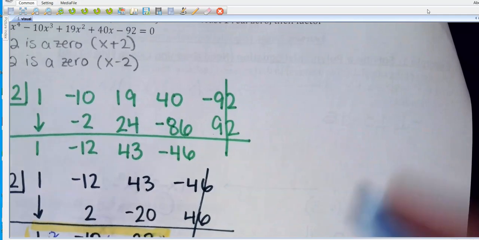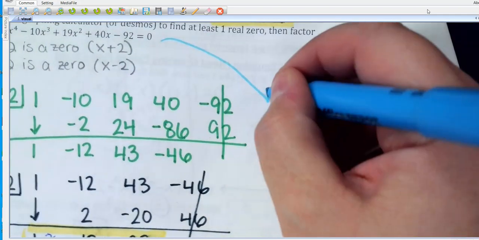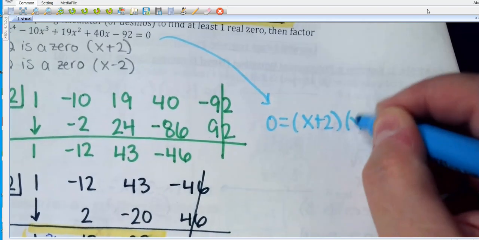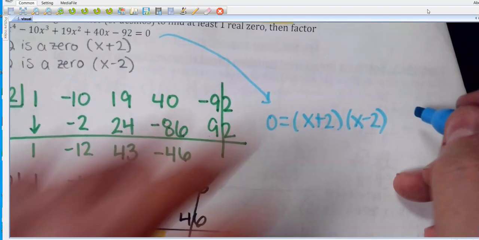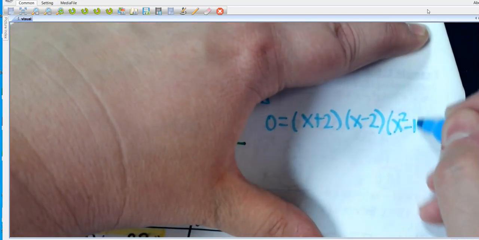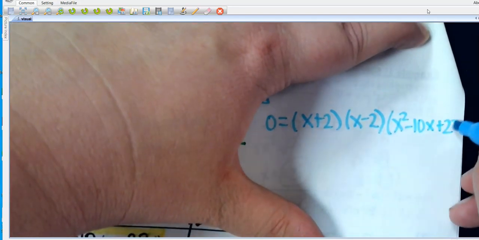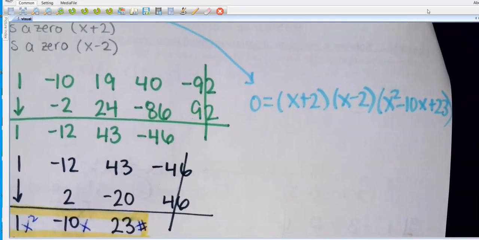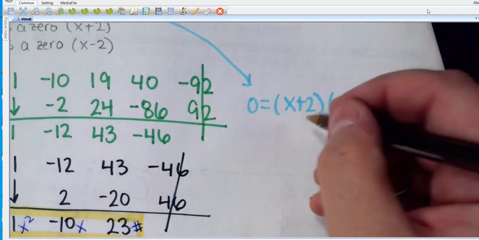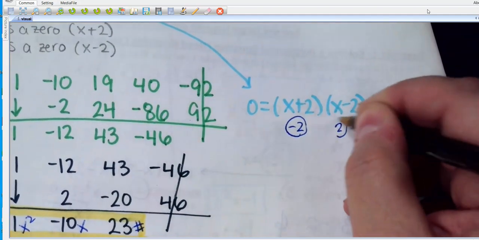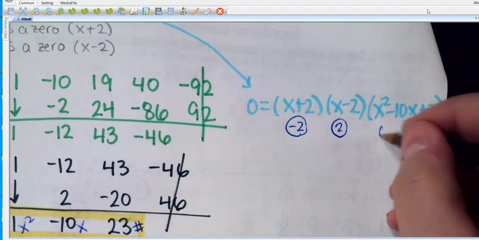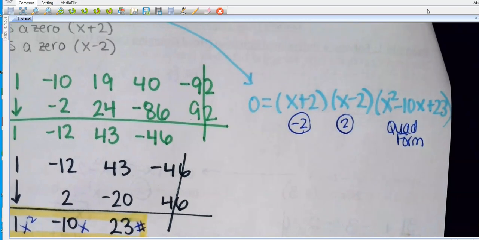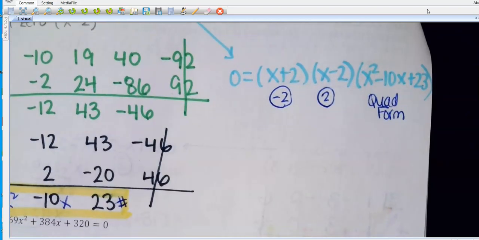All right, now my factored form then would be x plus 2, x minus 2, and then what we just got there, x squared minus 10x plus 23. Sorry, I'm writing too big. All right, so we should have 4 answers, right? So negative 2, 2, and then, quadratic formula. Because the other 2 answers we saw in that graph were nasty numbers, so that means that we have to use the quadratic formula to get them.